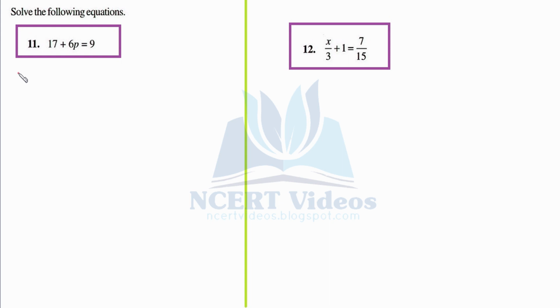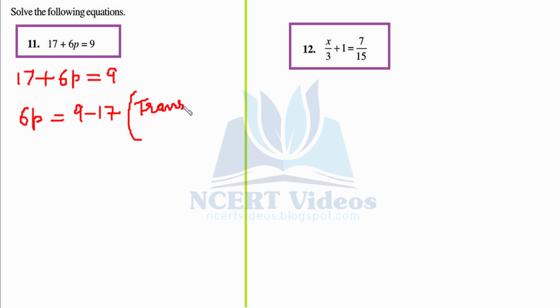11th, we have 17 plus 6 is getting multiplied with p equals to 9. First of all, transpose 17 towards RHS because it is individual identity over here. So we have 6p on left hand side, that is equal to 9 as it is, plus 17 would become minus 17, and again the reason part, transposing plus 17 to RHS, right hand side.